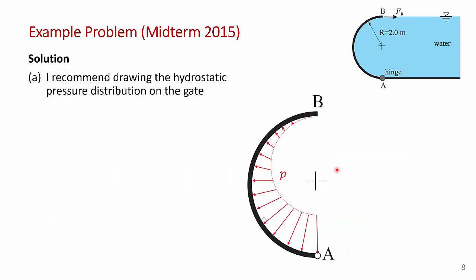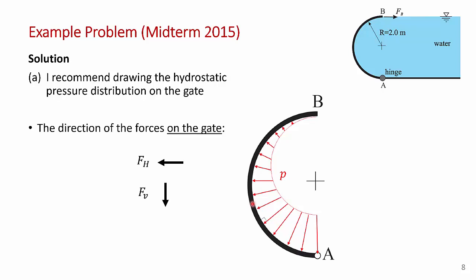Now, in this particular case, it doesn't ask you to draw the hydrostatic pressure distribution on the gate, but I strongly recommend you get in the habit of doing this, and it'll become clear in a moment. So here's our gate AB, and B is at the free surface, so the pressure goes to zero. And what I've drawn here, using vectors, is the pressure distribution on this surface. Of course, it would be high at A and zero at B, and all along the surface, it would be normal to surface AB. So why would you draw this?